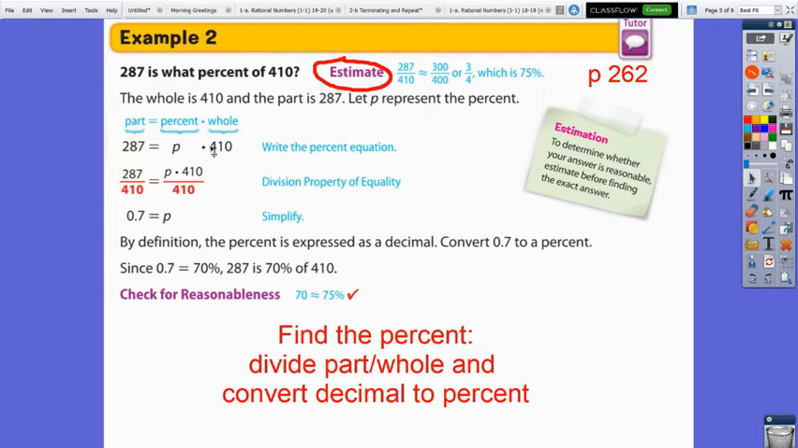So 287 equals part times 410. It's a one-step multiplication equation. Divide both sides by 410. I am not going to require you to do this because, one, we haven't really learned equations yet. And two, I don't do that.